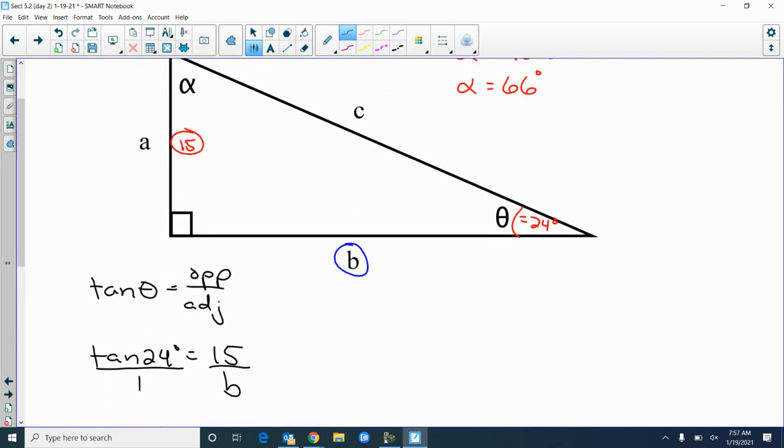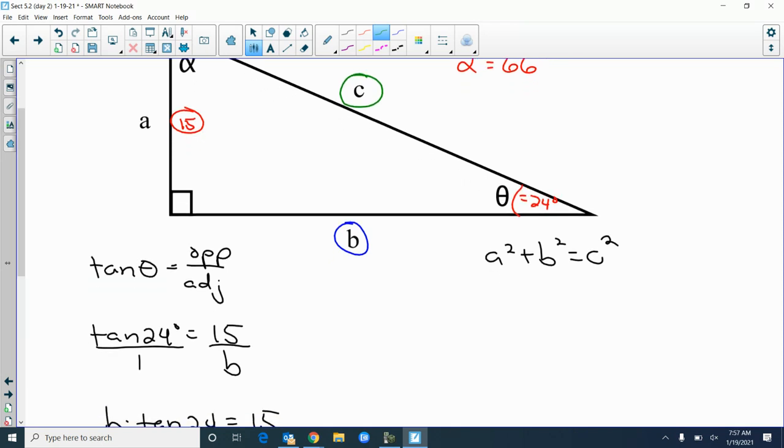Now you can use this in the Pythagorean theorem. You can use a squared plus b squared equals c squared. You can do that. Or I can use, if I'm looking for c and I know a is 15. Now I tried not to use any rounded off values when at all possible. So I'm not going to use a squared plus b squared equals c squared. I'm going to use the 24 degrees. I'm going to use opposite, and I'm going to use hypotenuse, which is the sine function.